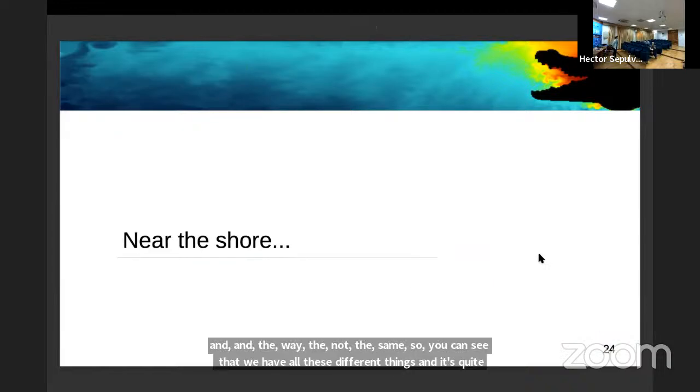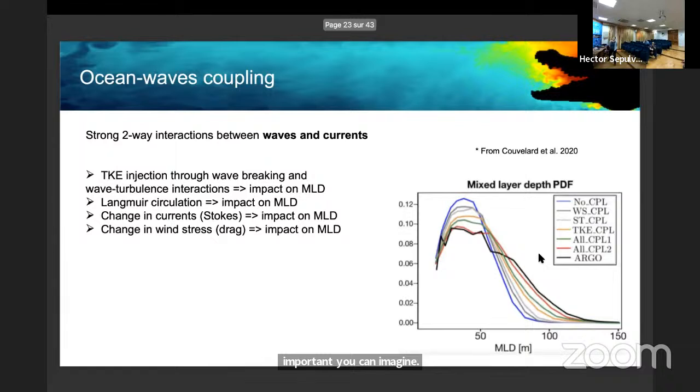So that was a PDF? Yes, it's a PDF of the mixed layer depth. Probability densities on the y-axis, exactly. So you have too few deep mixed layer depths when you are not coupling, and too many shallow mixed layer depths in the Southern Ocean.